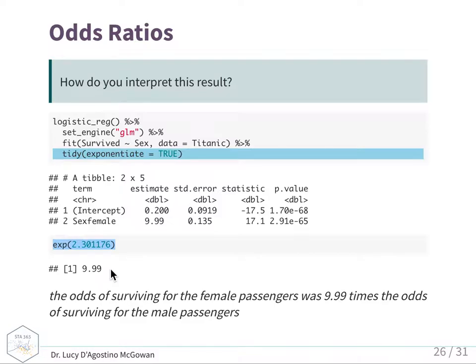Similarly, we can exponentiate everything in our table by using the exponentiate equals true argument in the tidy function. This is really handy so you can avoid having to do it by hand. We end up with that 9.99 there, which tells us that the odds of surviving for female passengers was 9.99 times the odds of surviving for male passengers.